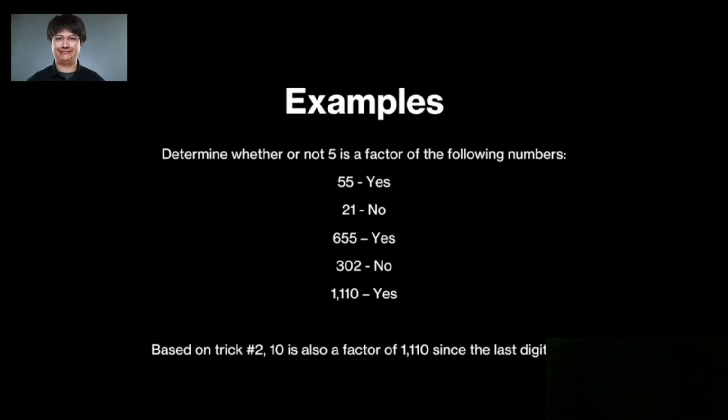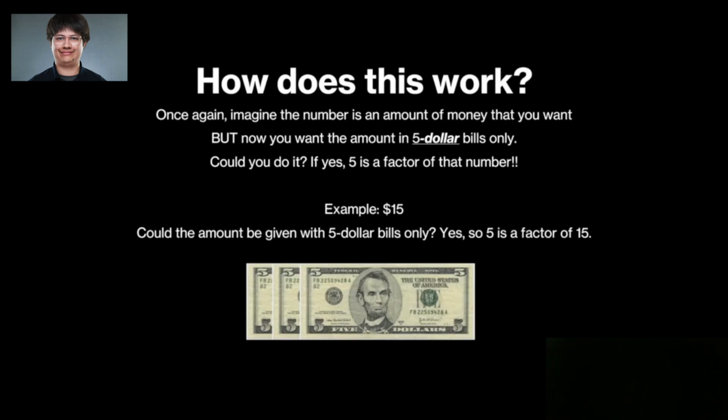So how about a somewhat bigger number like 1110? Yes, because the last digit is 0. Additionally, using trick number 2, well, 10 is a factor because the last digit is 0. So both 5 and 10 are factors of 1110. This may be weird because I said that for numbers ending with 0, 10 is always a factor, but I never said it was the only one. We'll talk about this here soon. For now, let's just go ahead and see the general pattern here.